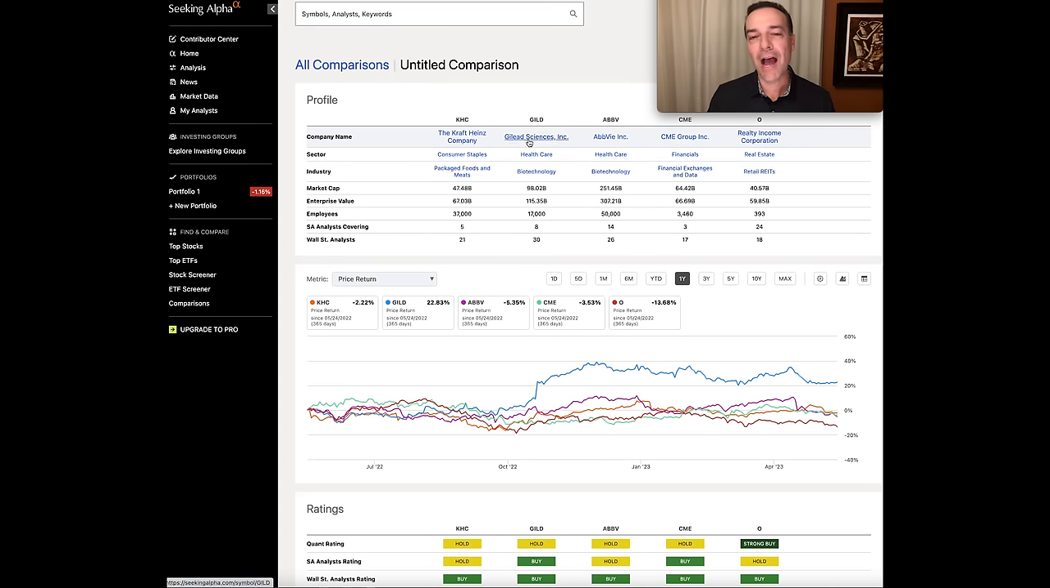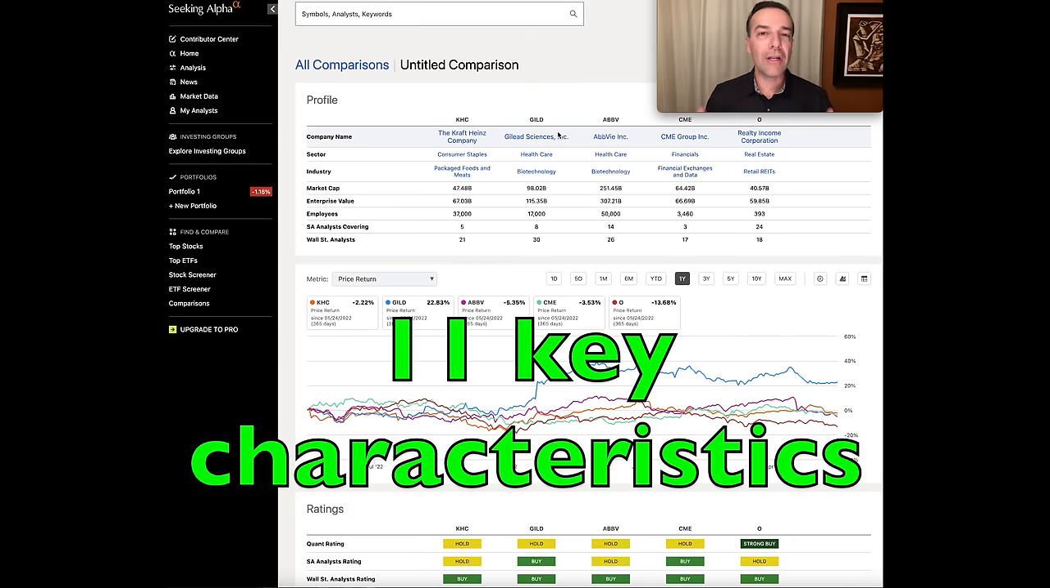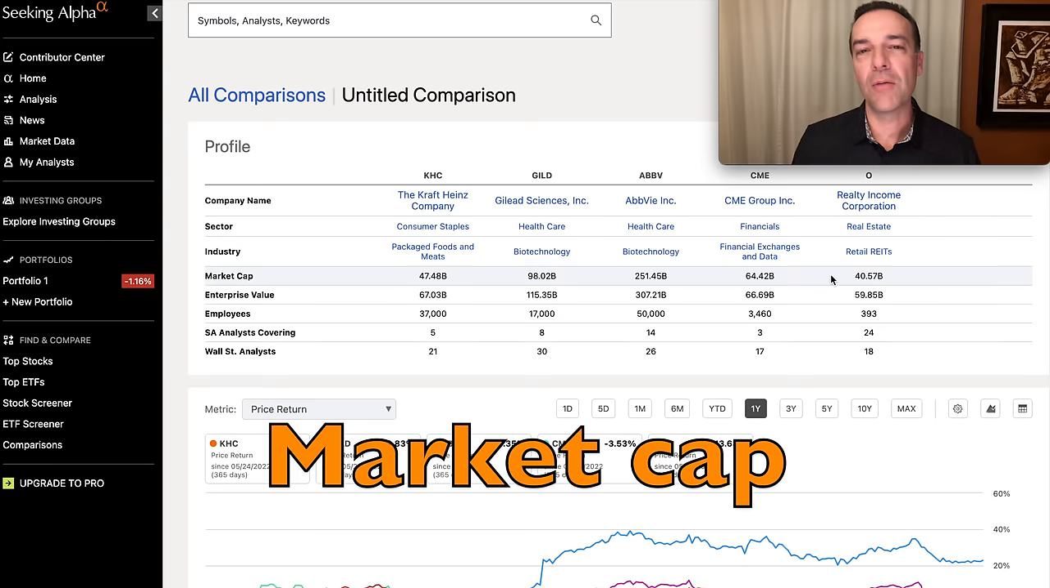Now you see my top 5 option wheel stocks over the past 3 years. These are the ones I've made the most profit from by trading my version of the upgraded option wheel strategy. Now, there are 11 things you should consider when you're picking which stocks you should trade the option wheel strategy in. First, let's look at market cap.